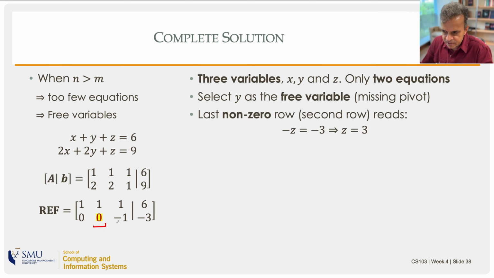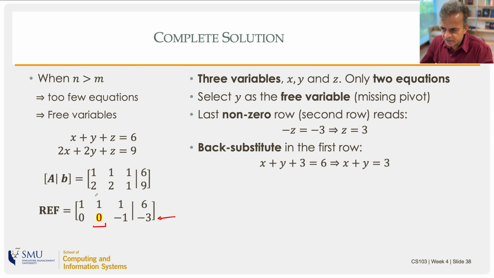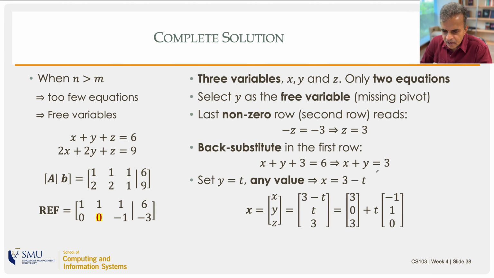The non-zero equation just reads minus Z is minus 3. So Z is 3. And now back substitute in the previous line. So X plus Y plus 3 is 6, so X plus Y is 3. Now Y can take any value. So let's put Y to be T, any value. T is one convenient way of doing it. And if you had 2 free variables, then it would be T1 and T2. So if Y is T, then X is 3 minus T.